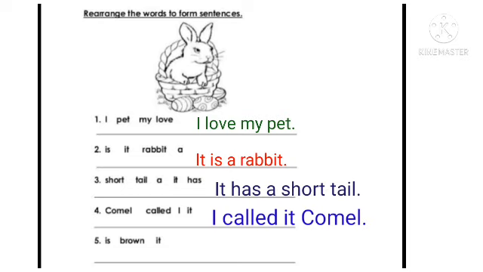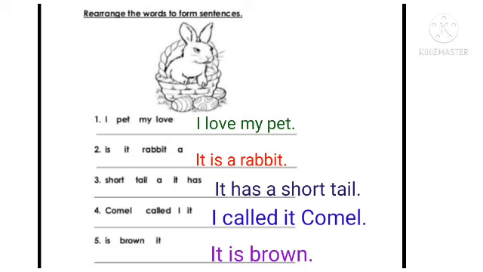Fifth one, is, brown, it. How to arrange these words? Yes, it is brown.